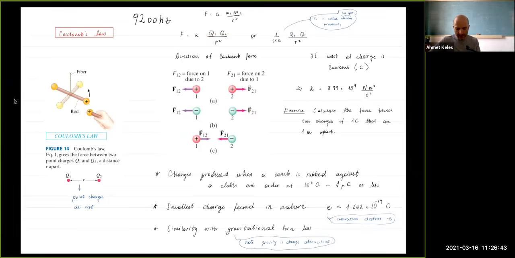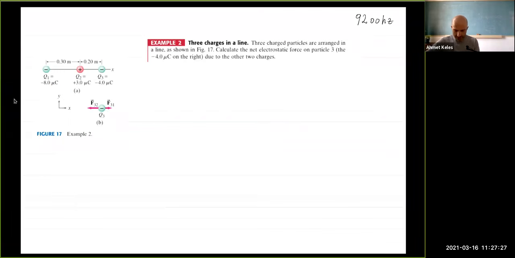So as a result of this, gravitational force is only attractive, whereas electric force can be attractive or repulsive. There are three charges on a line, like this Q1, Q2, and Q3, they are given, and we want to calculate the net electrostatic force on particle 3, this guy, due to the other two charges. Okay, what is the net electrostatic force on this guy due to this guy and this guy?